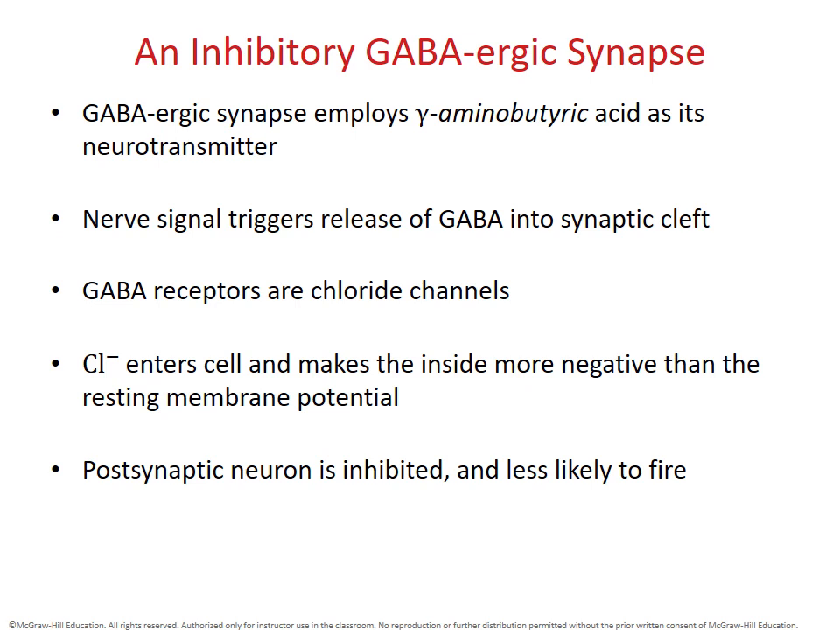In this case, though, the receptor is not a chemically gated channel that opens and allows sodium and potassium to flow, but instead, for GABA, its receptor is a chemically gated ion channel that is specific to chloride ions. Remember, chloride ions are negatively charged ions. And when we open the chemically gated chloride channels by GABA binding to them, chloride will move across the membrane.